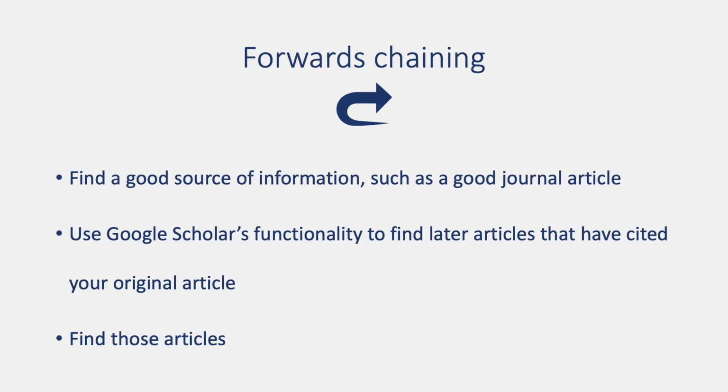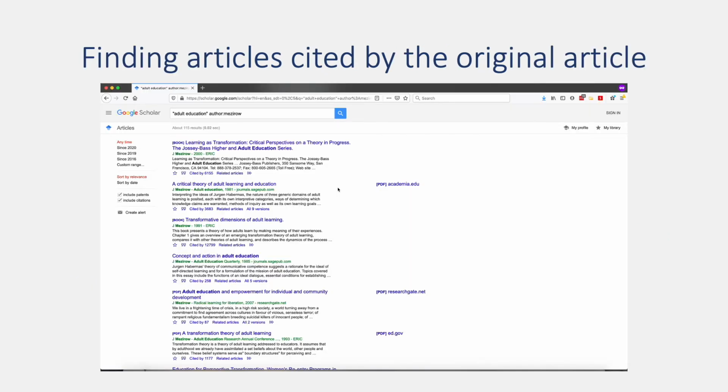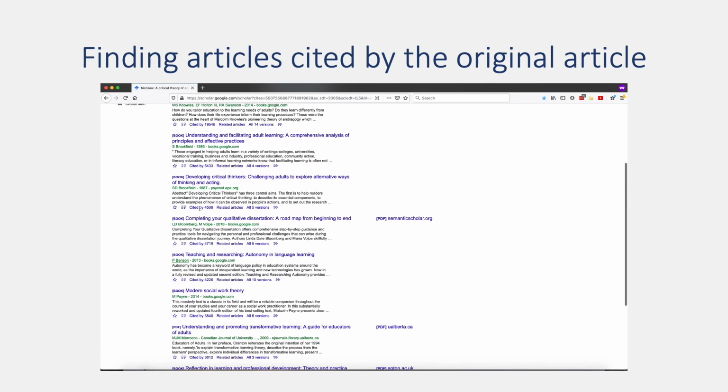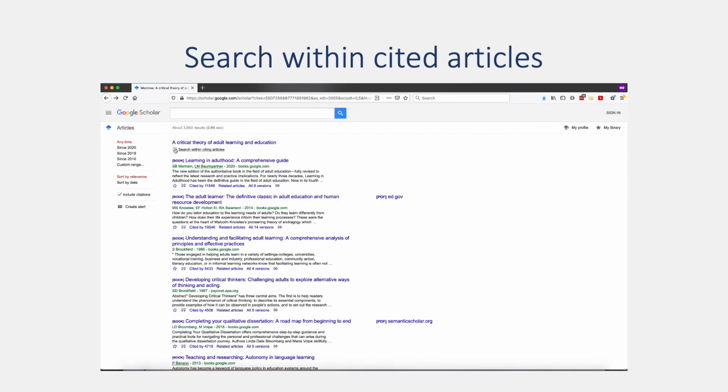You can also do citation chaining in the opposite direction. Backwards chaining leads you to the past, and forwards chaining leads you to the future. You can use the functionality in Google Scholar to find an article, and then you can see a list of later articles which have referenced that one. Here's an example of what that looks like. You can also search within these results.